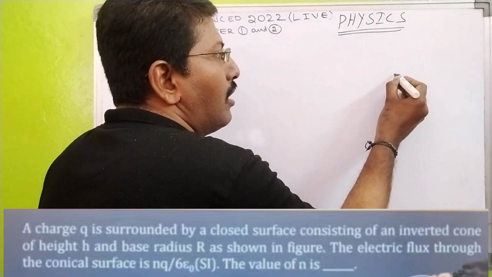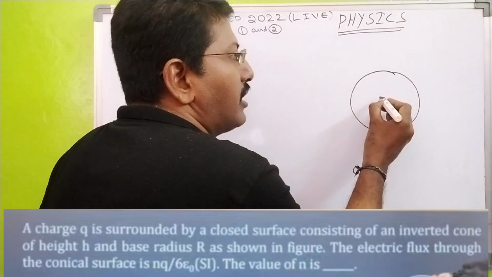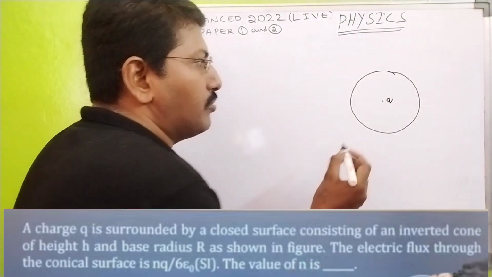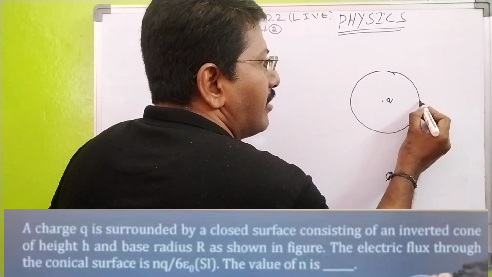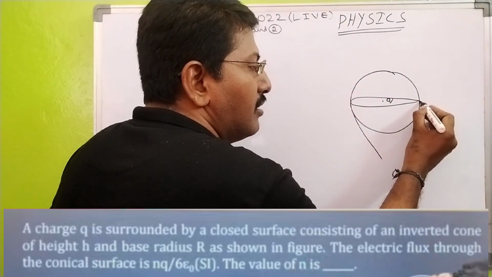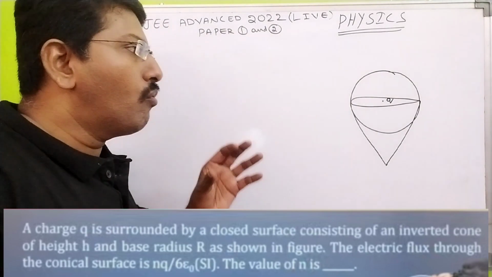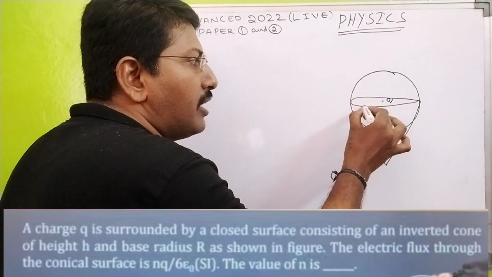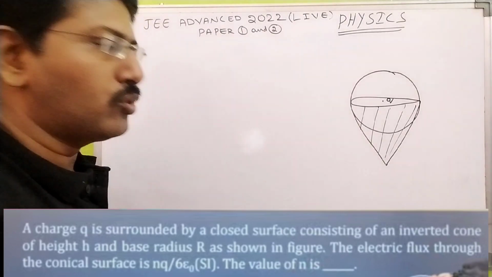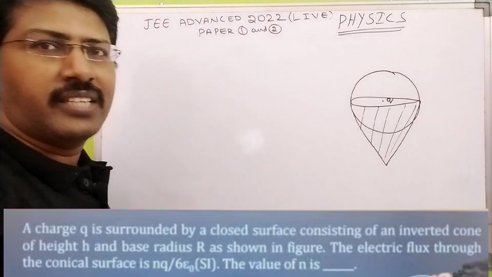This is an enclosed or closed surface. One charge is arranged at the center. Next, one cone is arranged on the sphere like this. Now they are asking the question: what is the electric flux through this cone? Thanks to my students who sent this question, Akash and one more student.